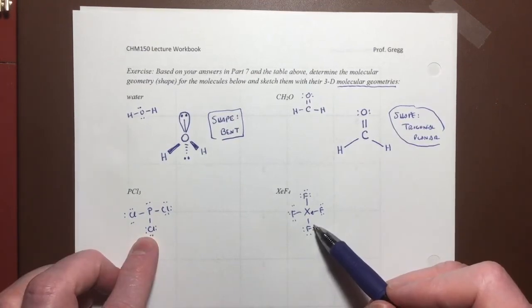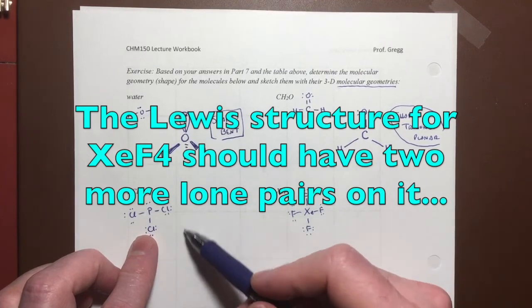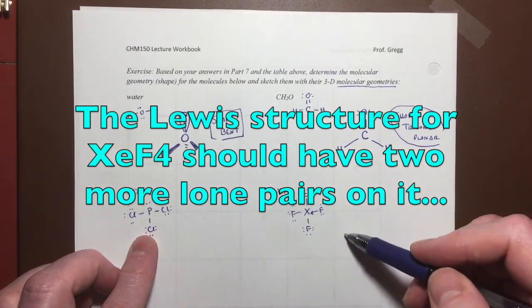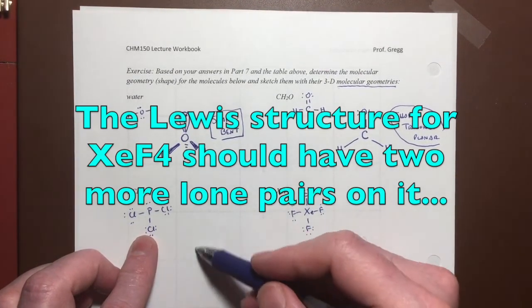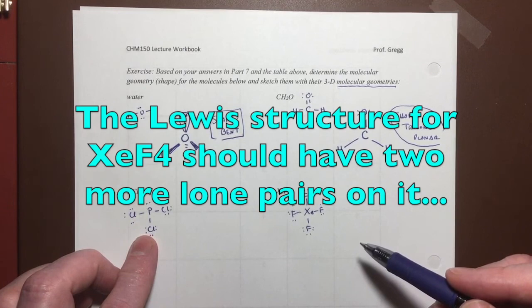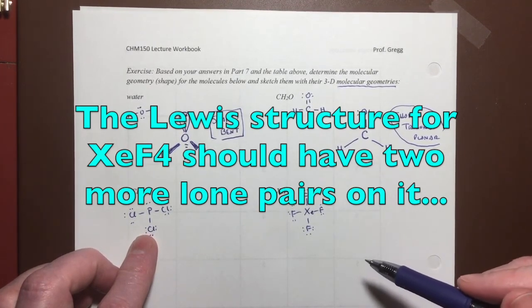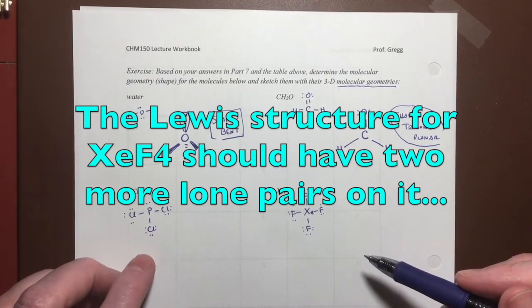Okay, given the Lewis structures that we've already done, I would like for you to determine the molecular geometries for these two molecules. Draw them with the correct three-dimensionality, and then name the shape or the molecular geometry of the molecule. I'll pause the video now, and you can go ahead and do that.